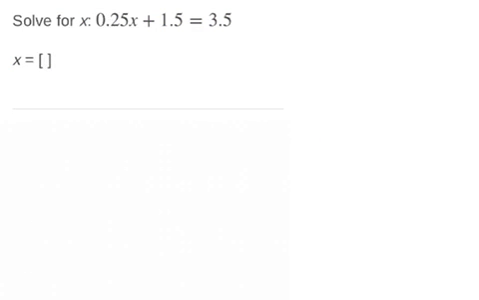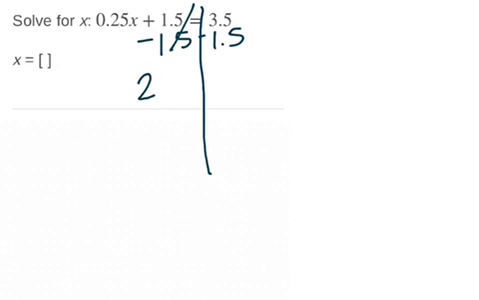Okay, so this next one was a free response. All you had to do was solve for x. So first step is we need to get x alone, so we need to get rid of 1.5. Opposite of a positive is a negative, so we subtract. So now I have 0.25x equals, remember to line up your decimals, so 5 minus 5 is 0, 3 minus 1 is 2, okay?